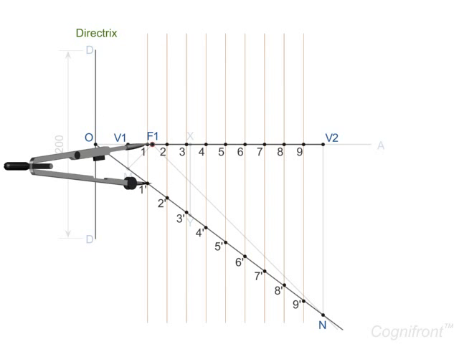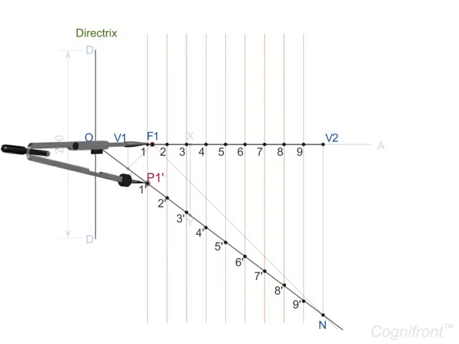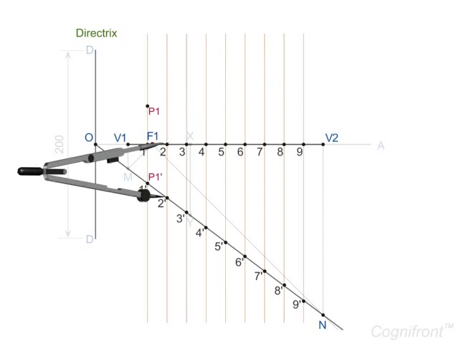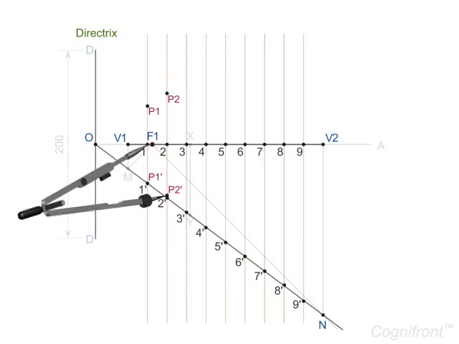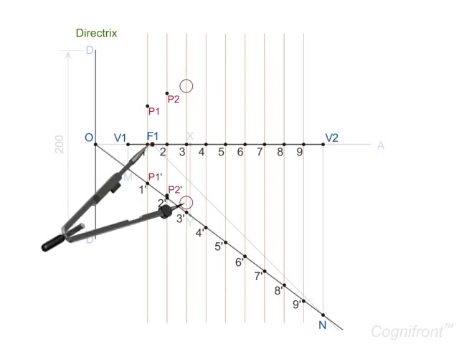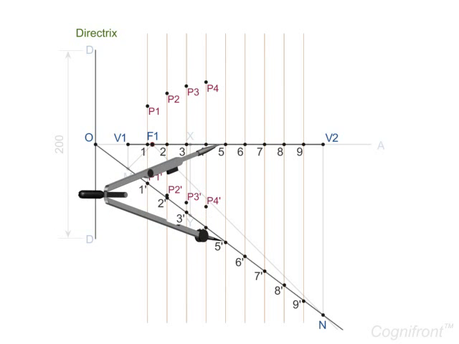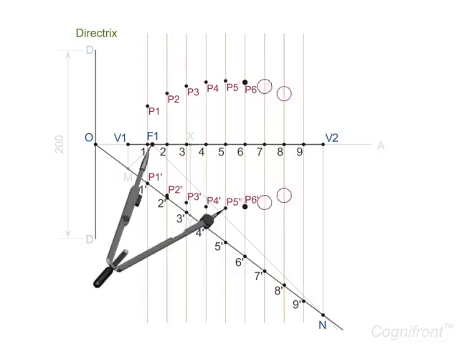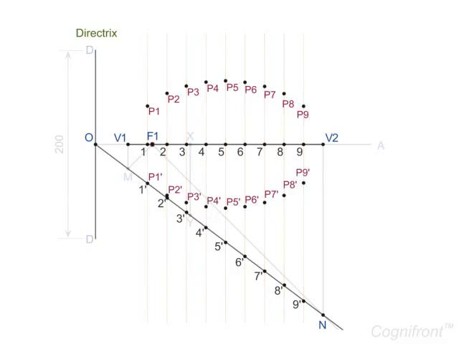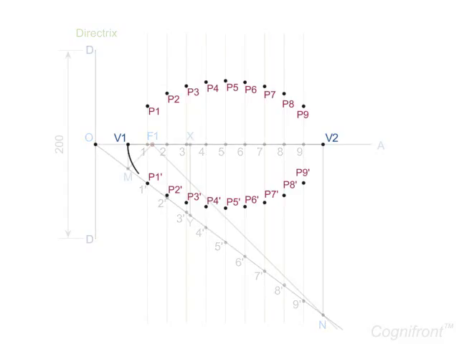With F1 as center and 1 dash as radius, draw arcs on either side of the axis cutting the vertical line drawn through point 1 at points P1 and P1 dash. Repeat the above steps to obtain the rest of the points from P2, P2 dash to P9, P9 dash. Finally, join all the points in a smooth curve which will give us the required elliptical curve.